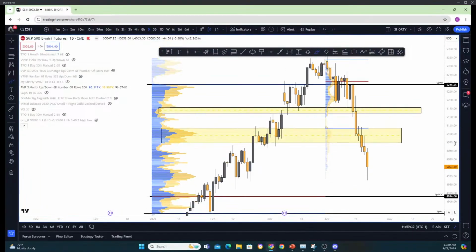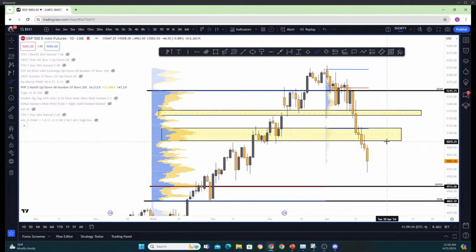what does that tell you? What does it tell you about the aggression? Super aggressive to the downside, because if this was fair price before, they no longer deem it as fair. They're looking for lower prices.